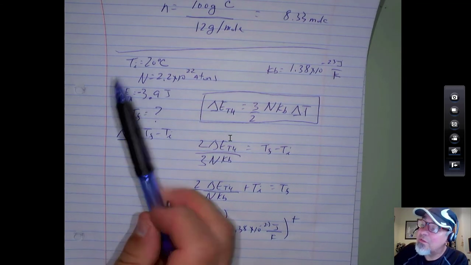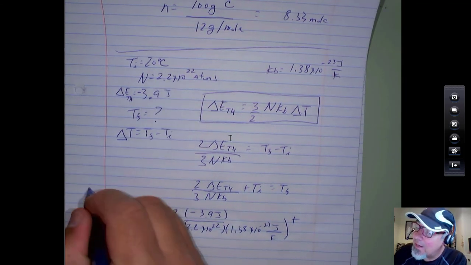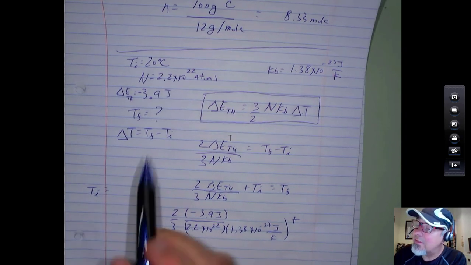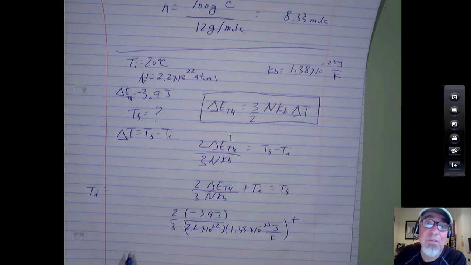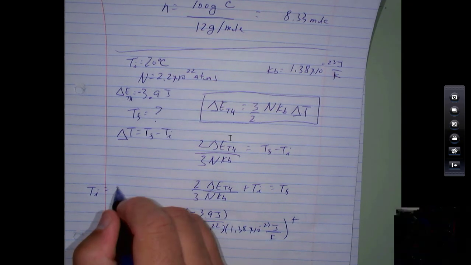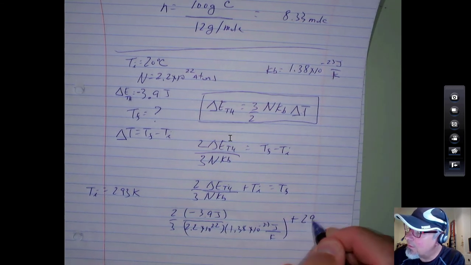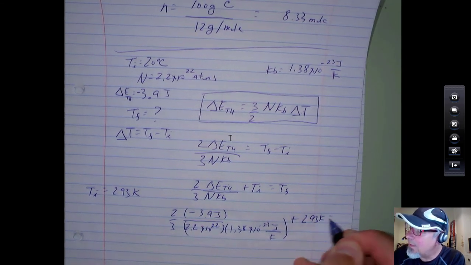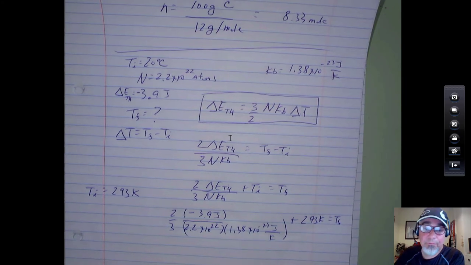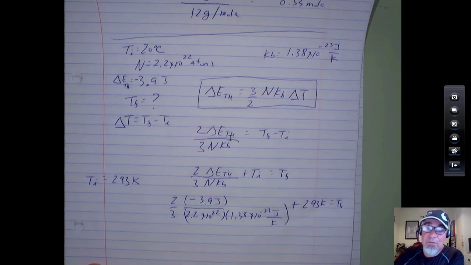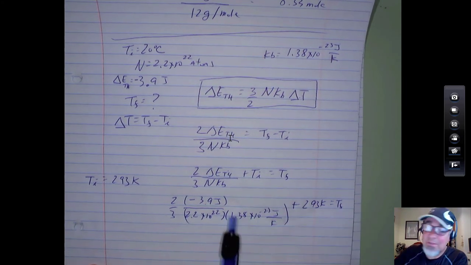So remember, this is 20 degrees Celsius. You've got to add 273 to that to put it into Kelvin. Remember, that's the formula. Add 273 to Celsius to give you Kelvin. So that would give us 293 Kelvin. So plus 293 Kelvin, that'll give us the final temperature. Okay, good, and you can see that the final temperature is going to be less than the initial temperature.